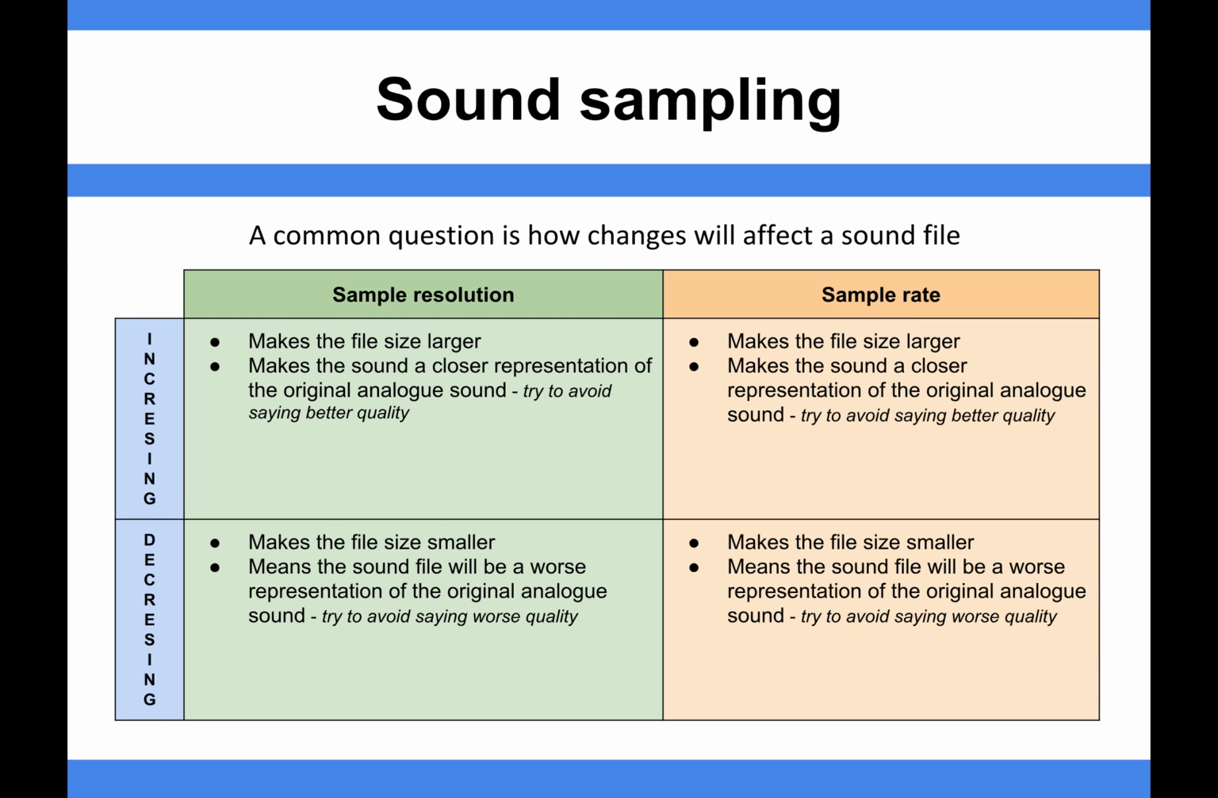A common question is how changes will affect a sound file. There are a couple of things here, sample resolution and sample rate, which there'll be other videos on to make sure you know those key terms. If you increase the sample resolution, that makes the file size larger. The sample resolution is how many different values you can represent, essentially how many bits are used per sample. If you increase that, the file size gets larger, but it makes the sound a closer representation of the original analog sound. It's going to be a closer representation of the curve if I've got more different values I can represent.